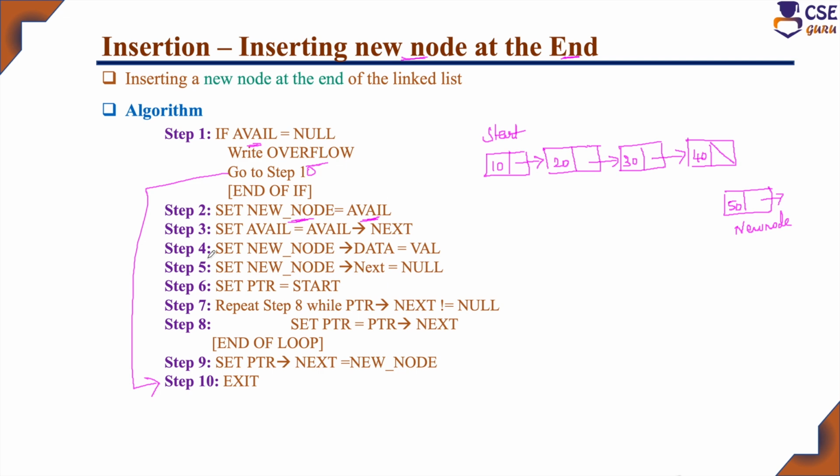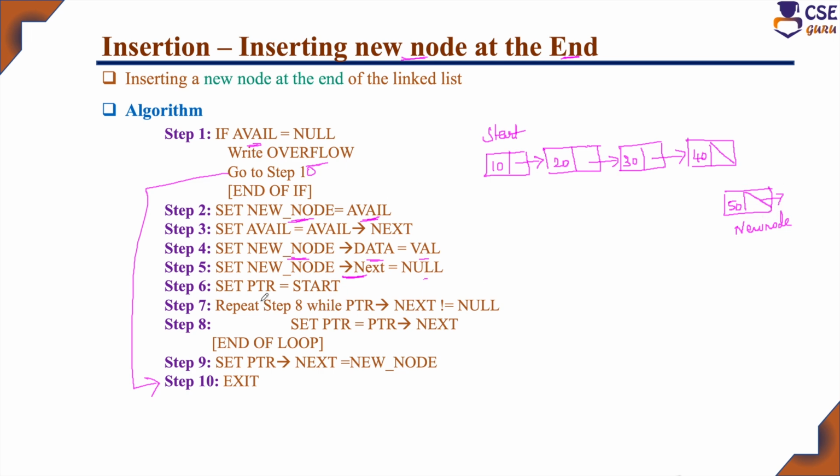Now the logic will start from step 4, okay. Set new node of data is equal to value. I want to insert 50, so in new node of data part I have placed value 50, and new node of next part mark it as null. This is the next part. Now you have to mark it as null because this is the last node you are going to insert. The last node in the singly linked list will always be marked by a null pointer.